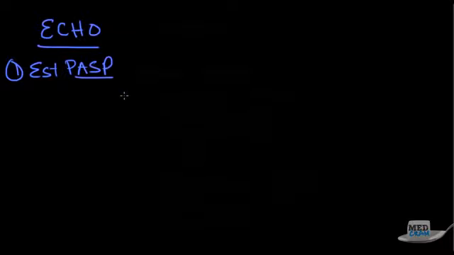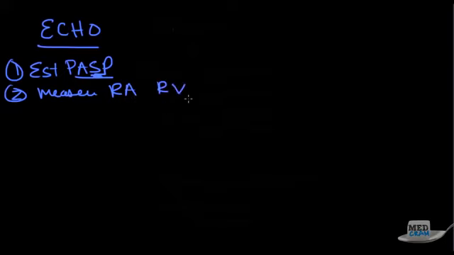So what is echo good at doing? Number one, it's good at estimating the pulmonary artery systolic pressure. Not the mean, but the systolic pressure. We talked about that before. Number two, it can also measure things like the right atrial size and the right ventricular size to show how long this has been going on for.